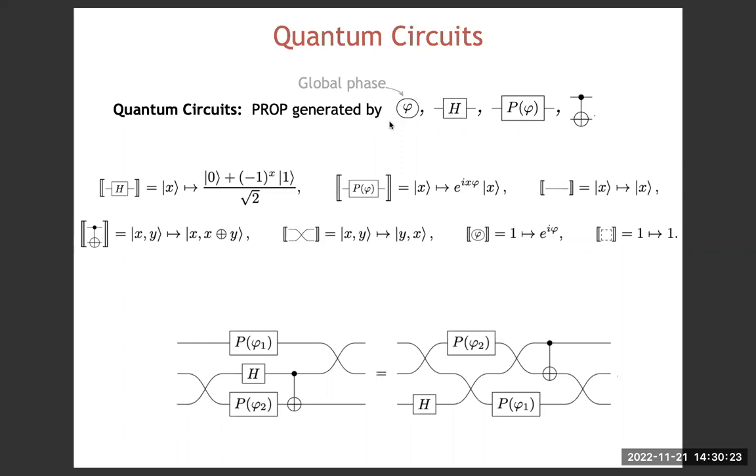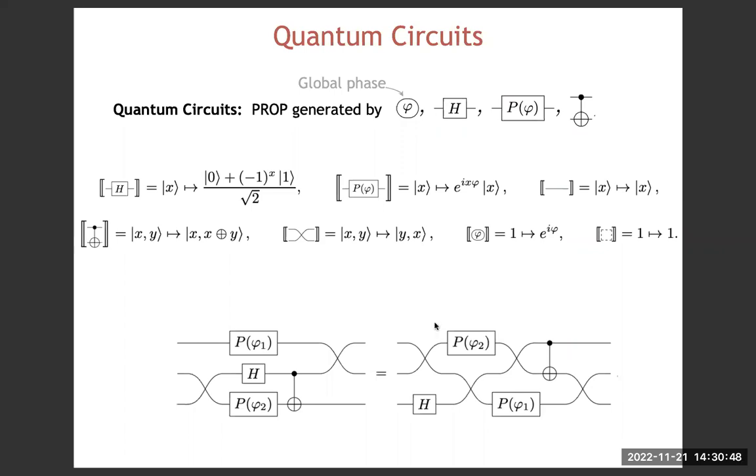Okay, we also add the global phase because we want to take into account the global phase. You can just ignore global phase if you don't like global phase, but here the language is designed in such a way that we can deal with global phases. So usual definition for these generators, and we see it as a prop, so it means that we can deform quantum circuits. Okay.